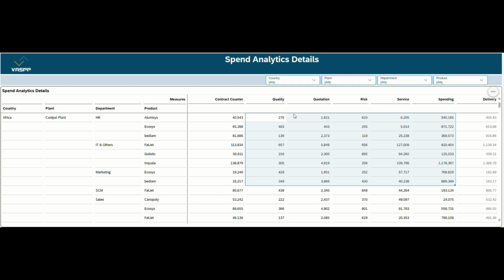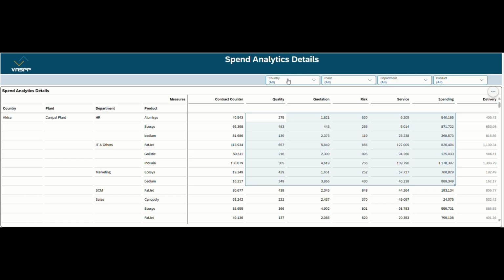Supplier performance tracking is also a key benefit. With metrics around delivery timelines and service satisfaction, business users get a clear view of which suppliers are meeting expectations and which ones need improvement. This supports long-term supplier development and accountability.